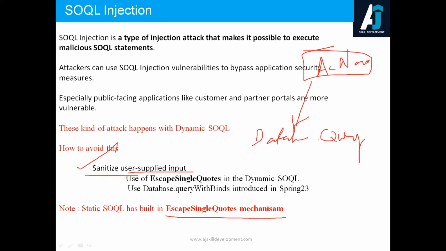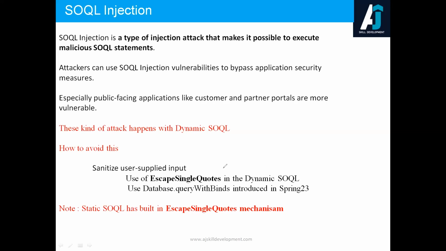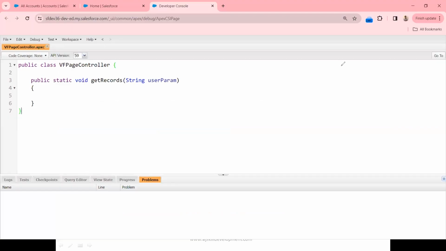How to sanitize the supplied input? Input sanitization can be done in two ways. One is using the string class method called escape single quotes, or the Spring 23 release update, database.query with binds. These two methods will help you avoid SOQL injection by clearing the escape single quotes in the input parameters. We are going to see this particular use case and how to overcome it with the help of a piece of code. So let's quickly jump to the Salesforce org.